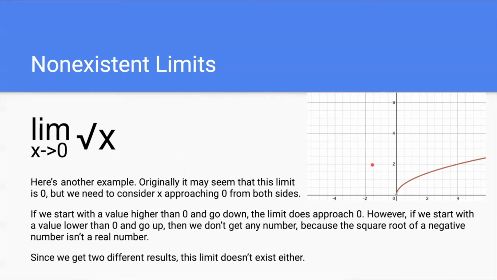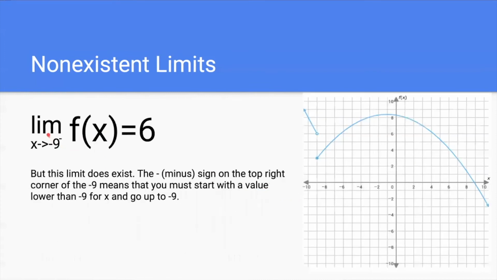And so you got 2 different results. The first is that the limit is equal to 0, and the second result is that the limit does not exist. And since you get 2 different results, this limit does not exist either. All right, but this limit does exist.